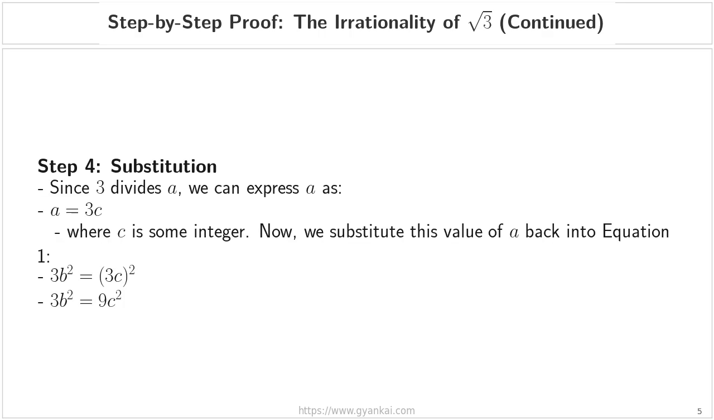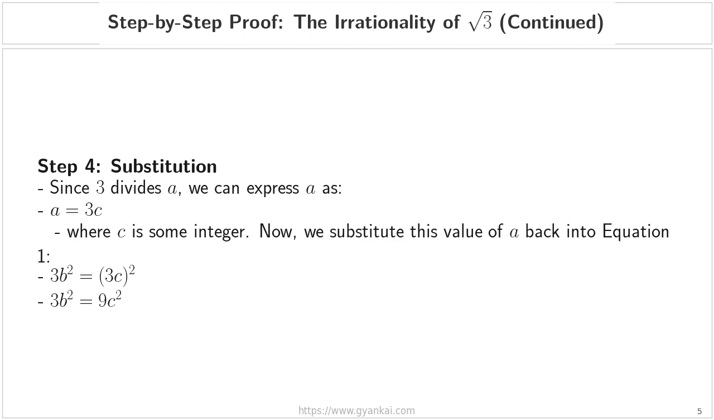Step-by-step proof, the irrationality of the square root of 3, continued. Now that we have established that 3 divides a, let's move into step 4, which is the substitution step. Since we know that 3 is a factor of a, we can mathematically rewrite a as 3 times c, where c represents some integer. Now, we are going to take this new expression for a and plug it back into our first equation, which was 3b squared equals a squared.